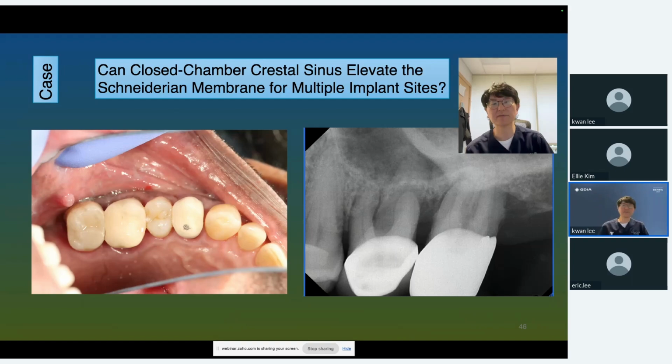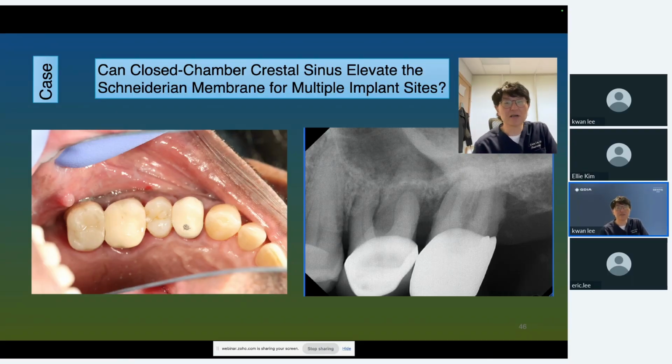Since we are getting close to 7, I know you want to hit the road and go back home, so let's talk about the final case. So far we talked about single cases, some of the easy cases. Now we level up. Can we do this closed chamber sinus augmentation for multiple teeth? Can you do a whole site? Can I move my membrane away from my implant trajectory? Can I drill safely without worrying about perforating the membrane? Those are the questions I want to ask, and I'll show this in this case. So let's look at this case.